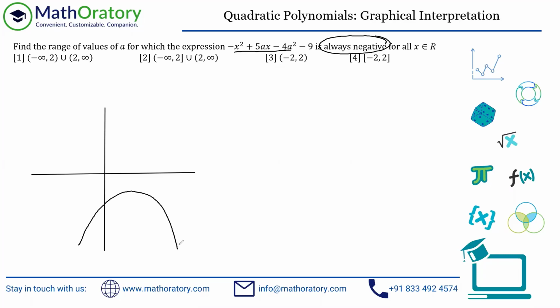It can't even touch the x-axis, because if it touches the x-axis, then you will have a value. For example, if this would have been the graph, you will have a value of x for which y is 0, or the expression will yield 0. But 0 is not negative, right? 0 is neither positive nor negative. So if it says always negative, it should be always below the x-axis. If it says always positive, it should be always above the x-axis. Then it should be looking like this.